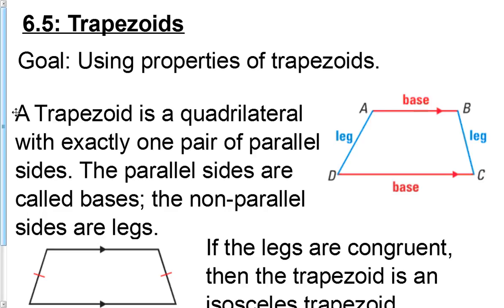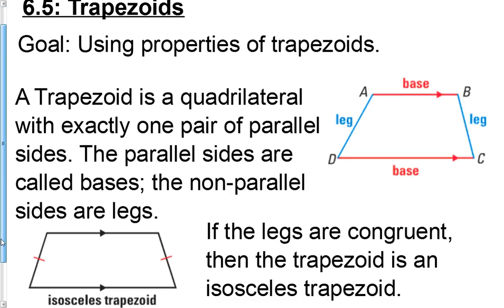Today's lesson of 6.5 is on trapezoids. We'll be using specifically two different properties of trapezoids. A trapezoid is a quadrilateral with exactly one pair of parallel sides. Those parallel sides here in red are called the bases, and the sides that are not parallel, in this example BC and AD, are called legs.